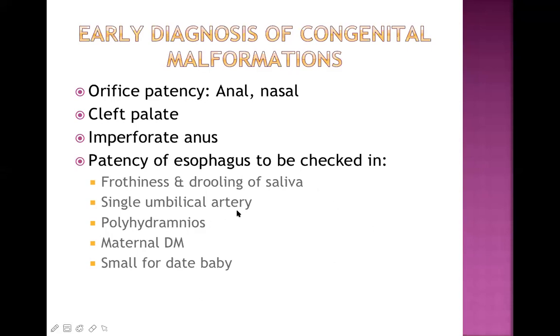In case of single umbilical artery, esophageal atresia may be there. In polyhydramnios, esophageal atresia is a very common feature. You already know about it. Maternal diabetes also can have esophageal atresia, and small for date baby also can have esophageal atresia, but not that commonly.